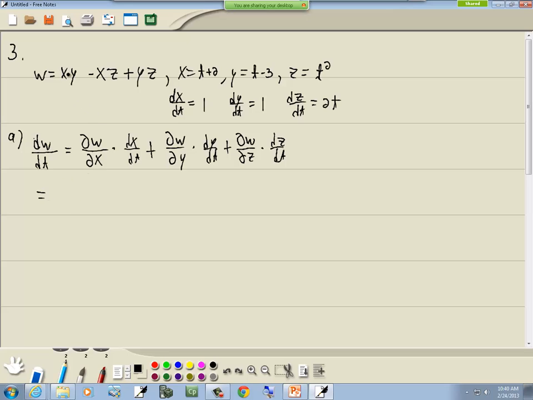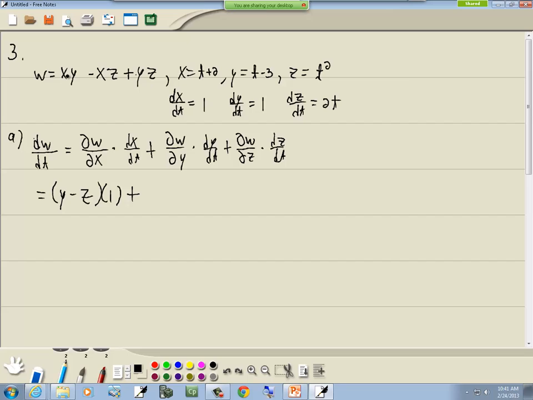Well, the partial of w with respect to x. Again, y and z we treat like constants. So here's xy, the derivative of x is 1, and we're left with y. Minus partial of xz with respect to x. Again, z is a constant, so the derivative of x is 1, it drops away, and we've got z. And yz doesn't have any x in it, so the derivative of that drops away. Times dx/dt, which is 1.